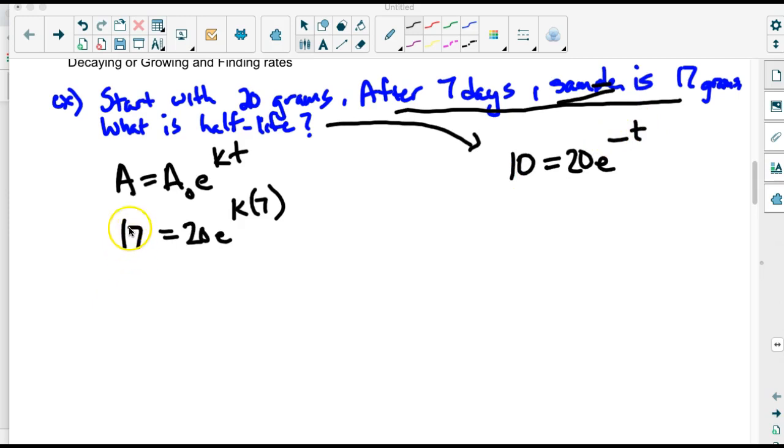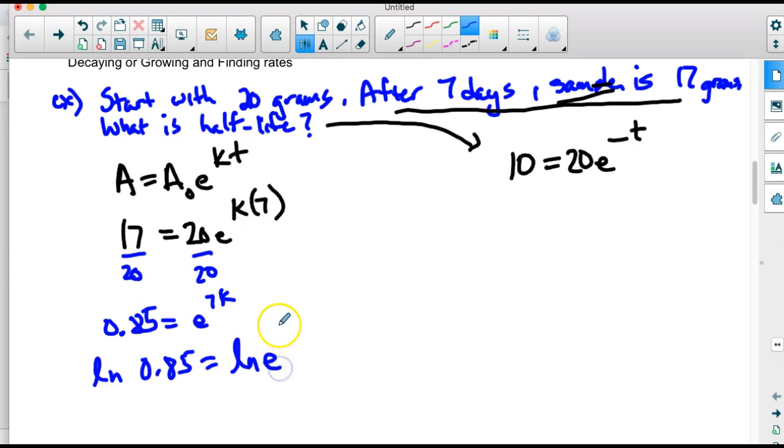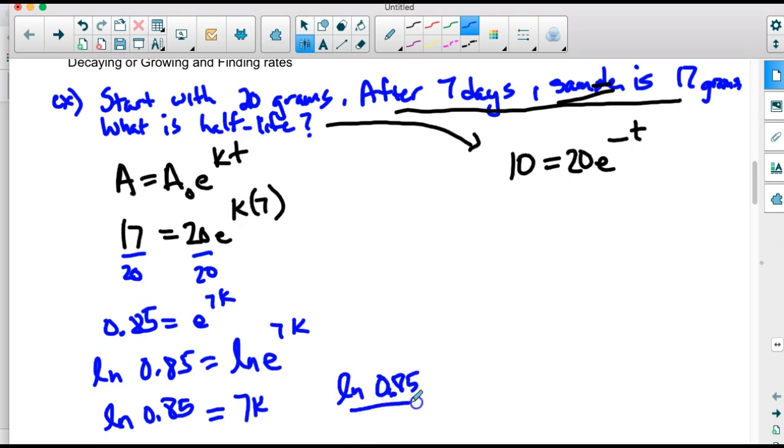Okay, so we do the same thing as we did in the previous ones. We divide by this number here so that we can get e by itself. If we do that, we get 0.85. 0.85 equals e to the 7k. We're going to take the natural log of this to undo this operation because we know that's an inverse, and we have a property that says if we use the inverse here, we just get this. So 7k is going to equal ln of 0.85, and we're going to divide by 7 to get k. So ln of 0.85 divided by 7 equals k.